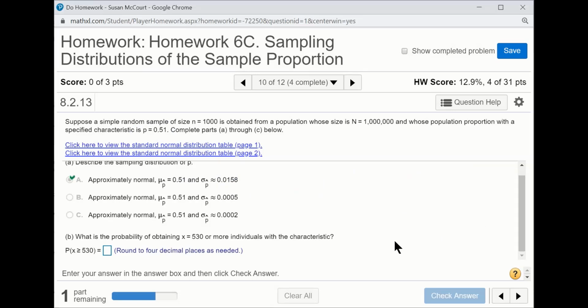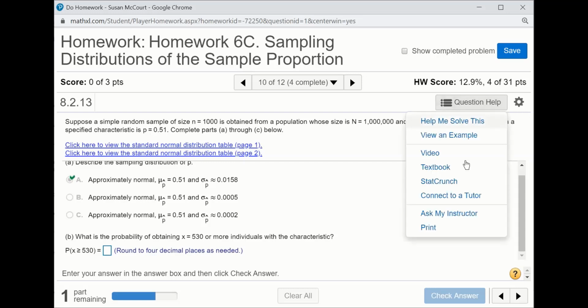So what is the probability of obtaining 530 or more individuals with the characteristic? So it's a probability with the normal distribution.